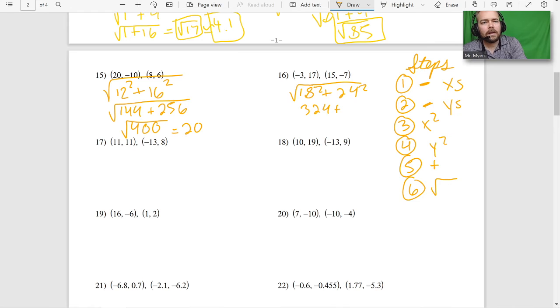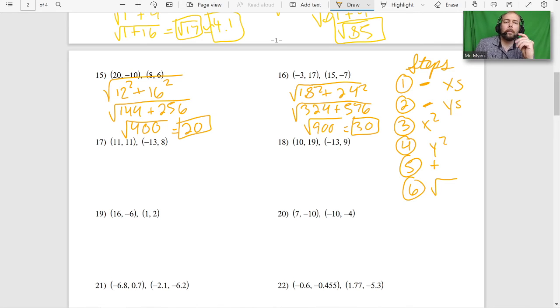324. And then 24 squared, 576. Okay, so then I add those, and I get, whoa, 900. That also has a square root. Look at that, some nice square roots. So minus, square, square, plus root.